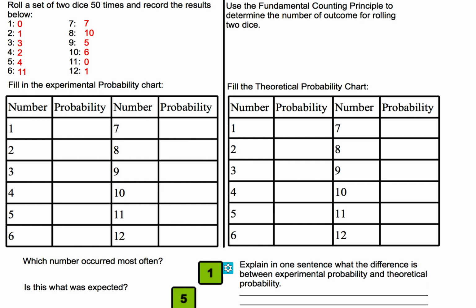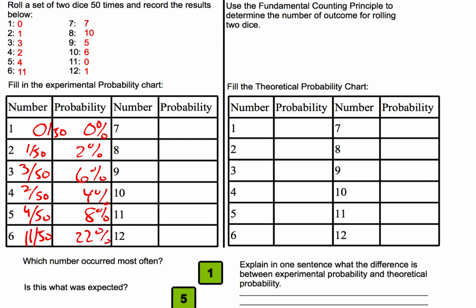I rolled a 1 0 times, that's 0 out of 50. That's 0%. I rolled a 2 1 out of 50 times, that's 2%. I rolled a 3 3 out of 50 times, that is 6%. I rolled a 4 2 out of 50, which is 4%. A 5 was rolled 4 out of 50, which is 8%. A 6 was rolled 11 out of 50, which is 22%. A 7 was rolled 7 out of 50, which is 14%.